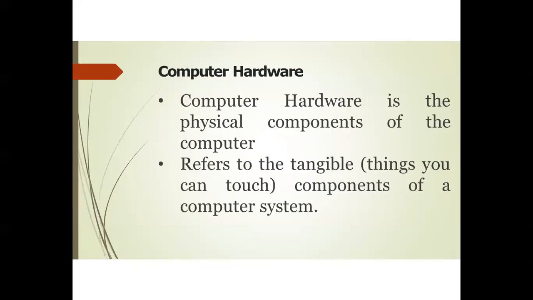So let's begin with the definition of the computer hardware. So computer hardware is the physical components of the computer. It refers to the tangible components of a computer system. So tangible meaning nahahawakan. So for example, we have the mouse, the keyboard, the monitor, and the system unit itself is an example of a computer hardware.